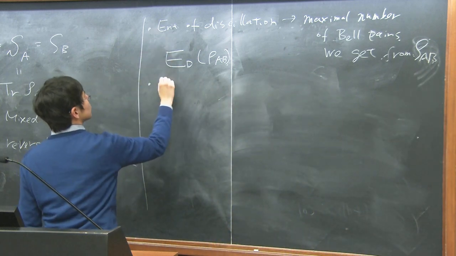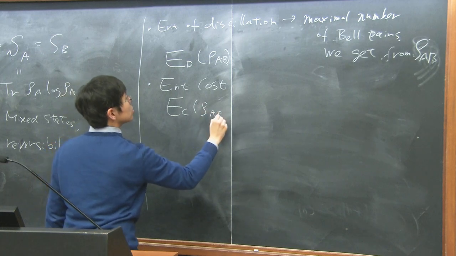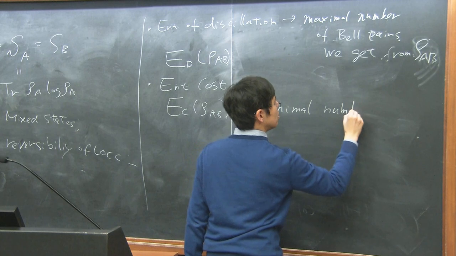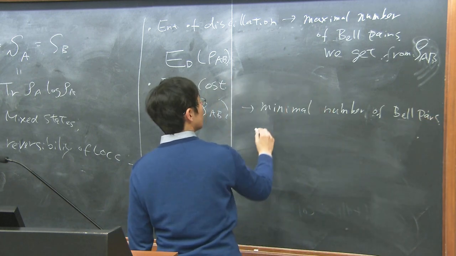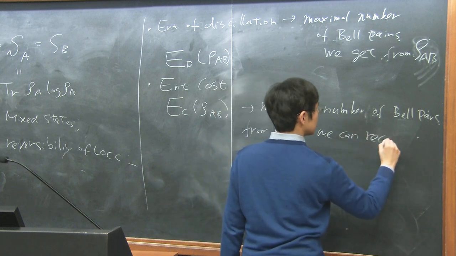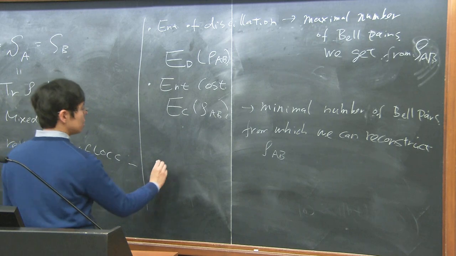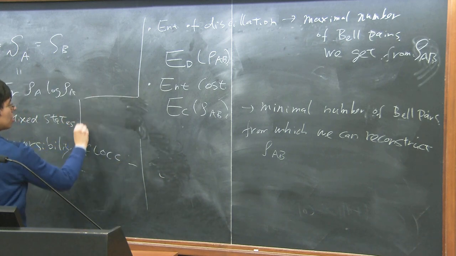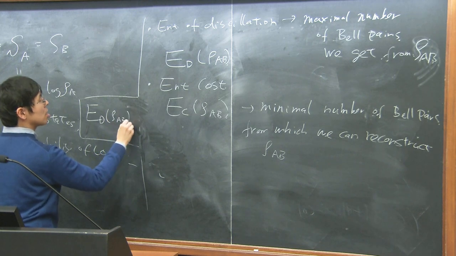And we also have another quantity called the entanglement cost, E_C. This is the minimum number of Bell pairs from which we can construct the original state, rho_AB. And we know that E_D is always smaller than or equal to E_C.